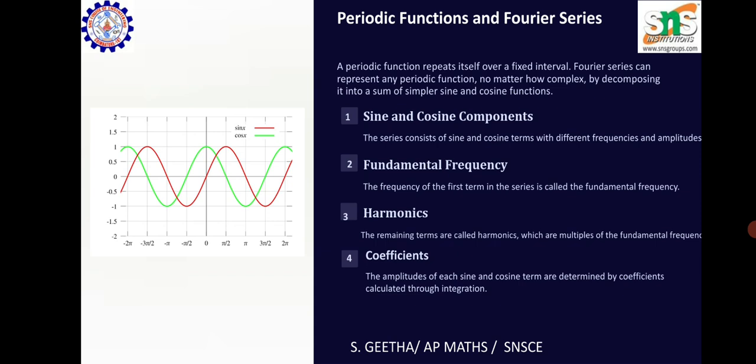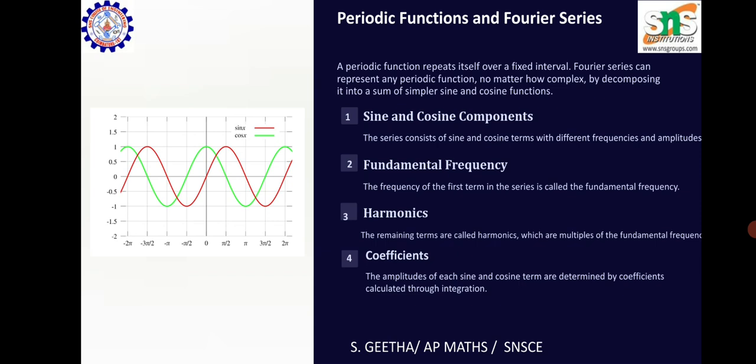Periodic function and Fourier series. A periodic function repeats itself over a fixed interval. Fourier series can represent any periodic function, no matter how complex, by decomposing it into a sum of simpler sine and cosine functions. Sine and cosine components.